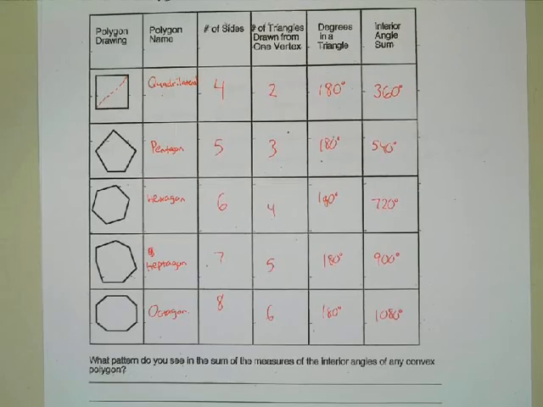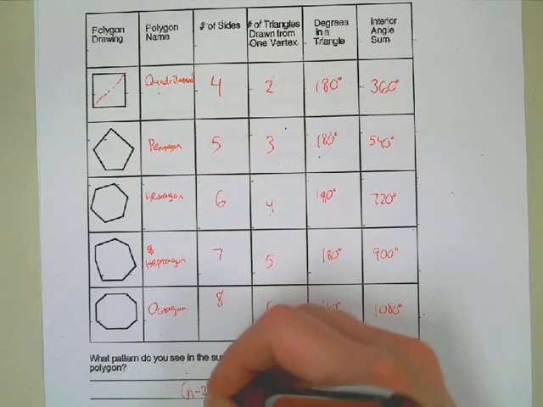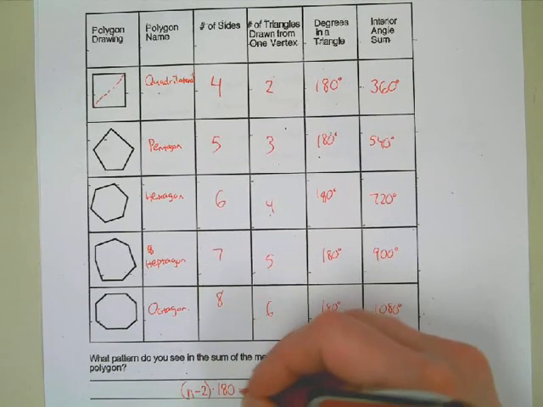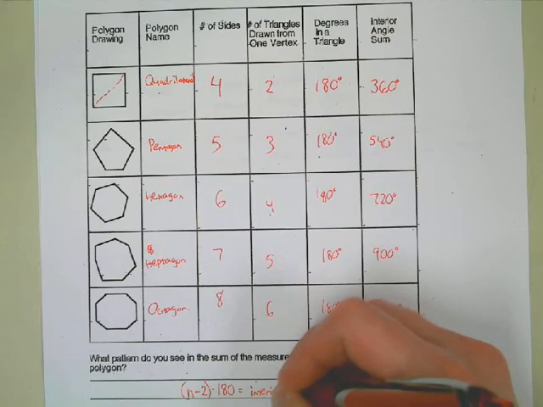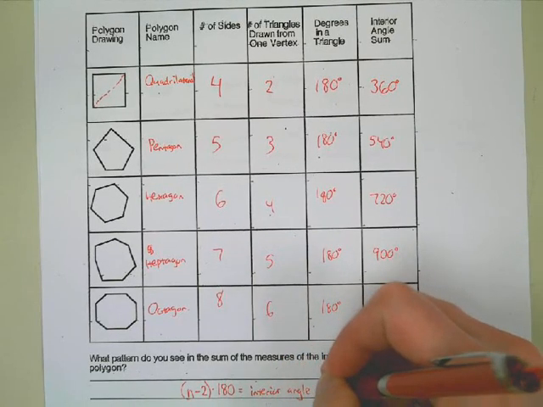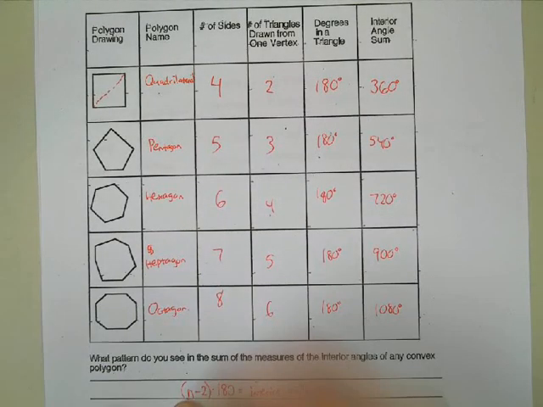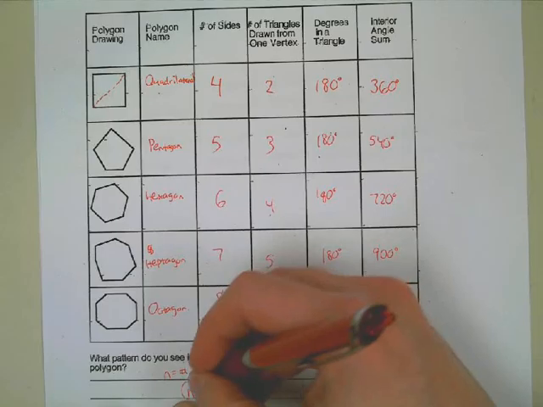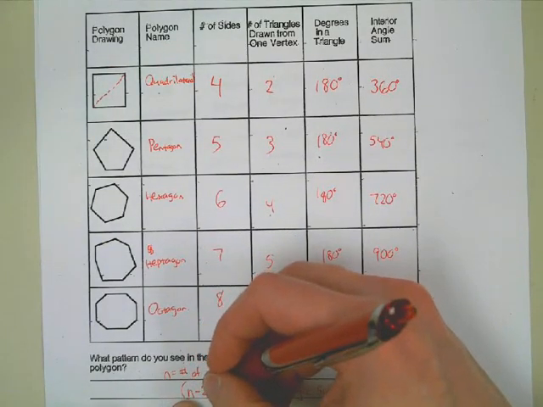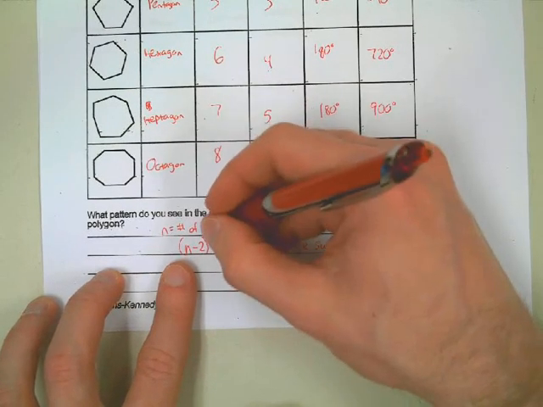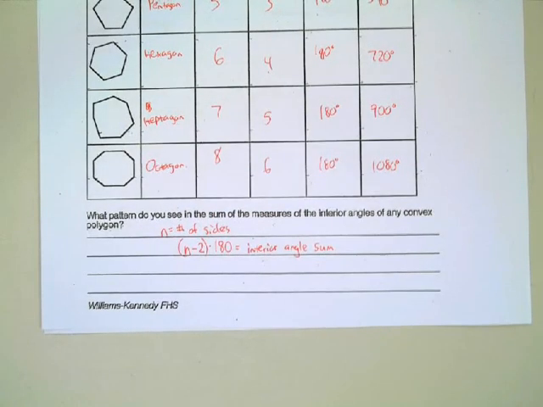Very cool. Elizabeth, did you come up with a formula we could use to relate all these things together? n minus 2 times 180 equals the interior angle sum. That's exactly right. What's the n representing here? The number of sides. If n equals the number of sides, I'm going to use the pound sign as a shortcut for number, then n minus 2 times 180 gives us the interior angle sum. Exactly right.